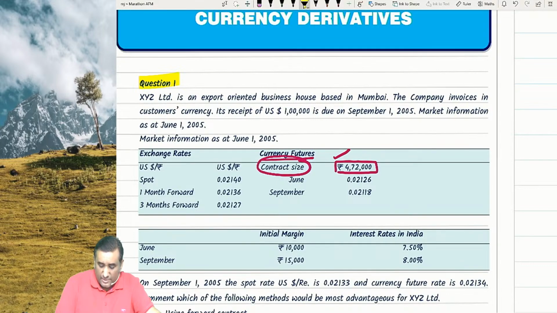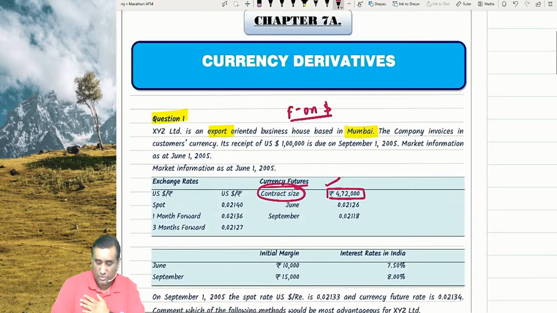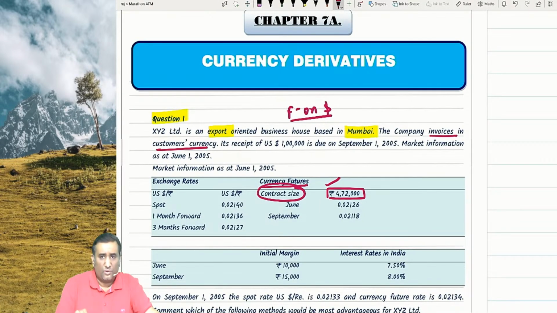One, XYZ Limited is an export-oriented exporter based in Mumbai. Prima facie, first line, they will sell foreign currency. Dollar is here. Ideally, I should take F minus on dollar. My philosophy tells me dollar. Then I read further. The company invoices in the customer's currency. If you are not invoicing in foreign currency, there is no need of foreign exchange. For example, if I invoice 5 lakh rupees, the headache is his. I will have to get lakh rupees. It has to be foreign currency. Receipts are dollar 1 lakh.